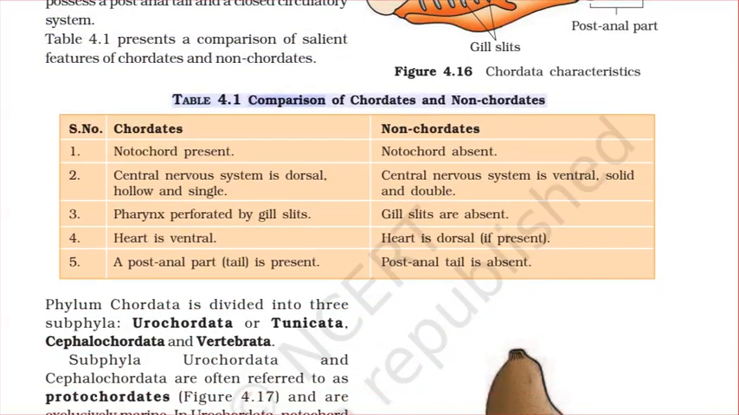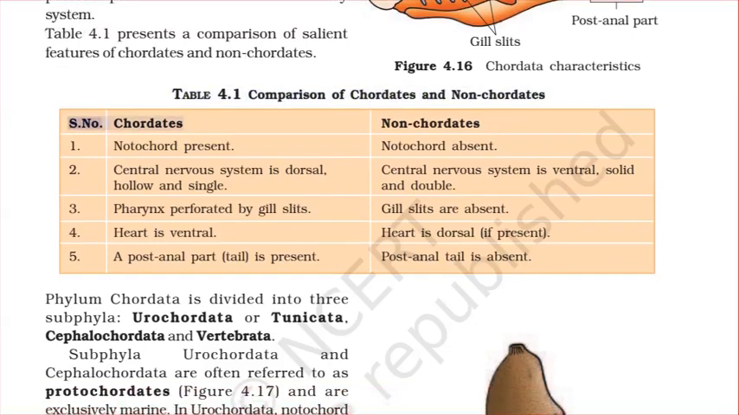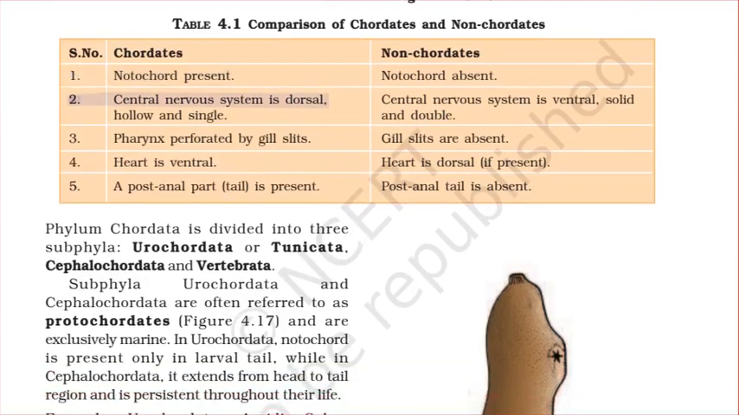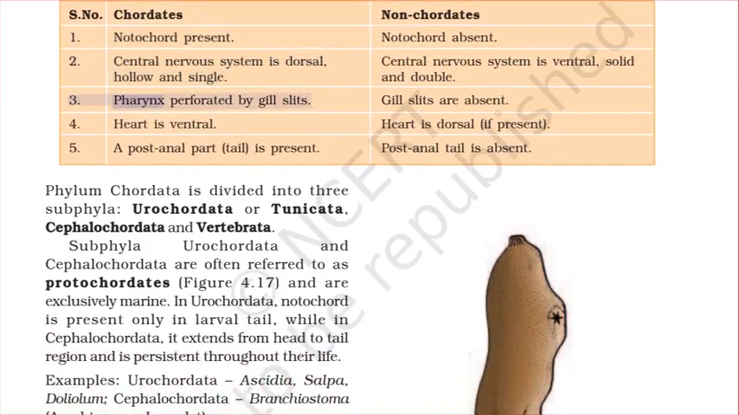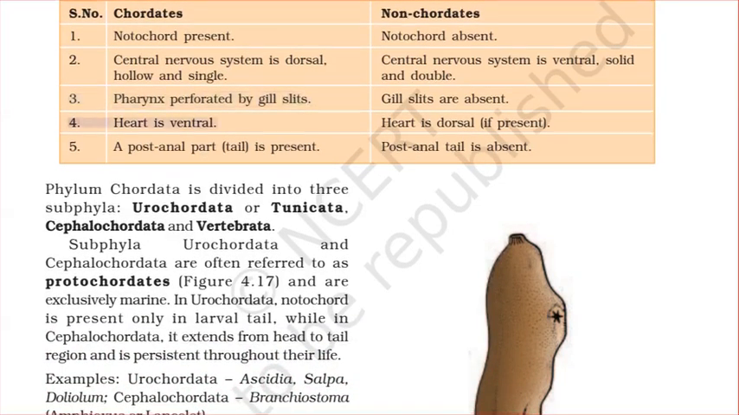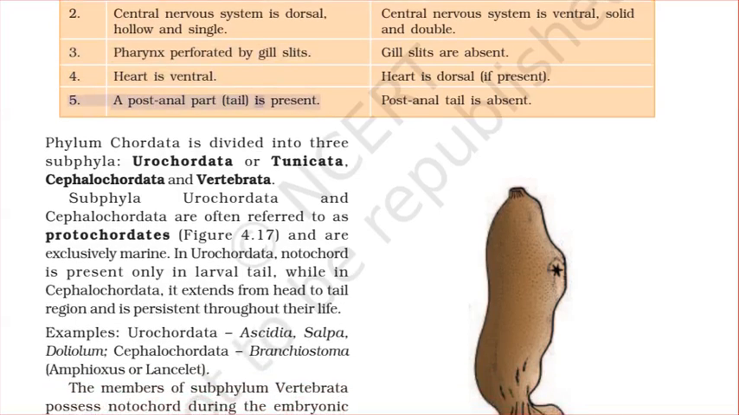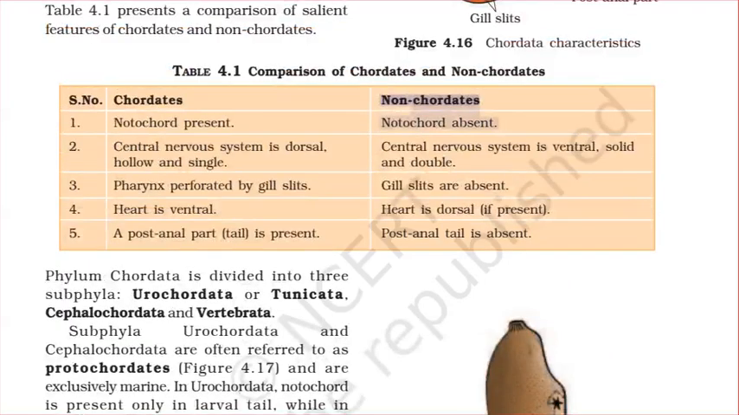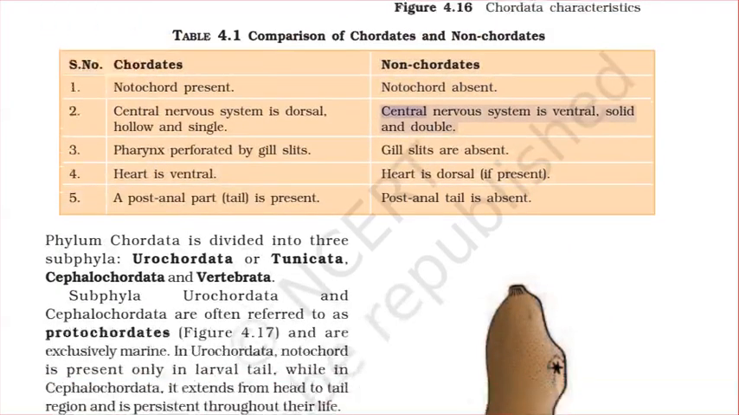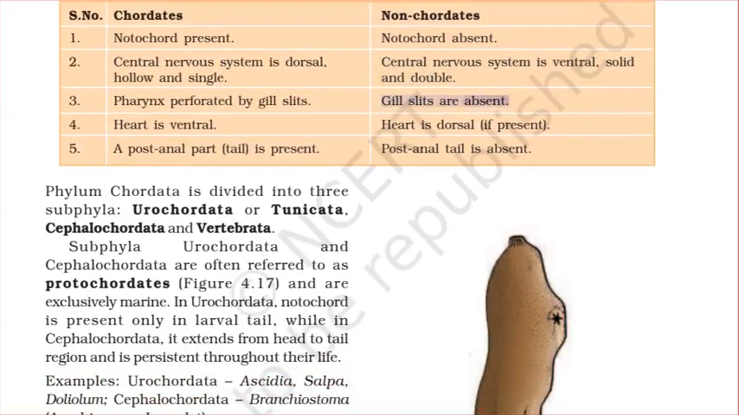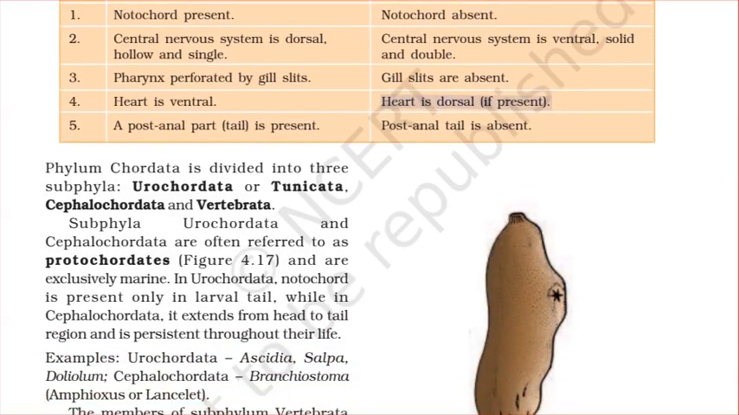Table 4.1 Comparison of chordates and non-chordates. Chordates: 1. Notochord present. 2. Central nervous system is dorsal, hollow and single. 3. Pharynx perforated by gill slits. 4. Heart is ventral. 5. A post-anal tail is present. Non-chordates: Notochord absent. Central nervous system is ventral, solid and double. Gill slits are absent. Heart is dorsal, if present.